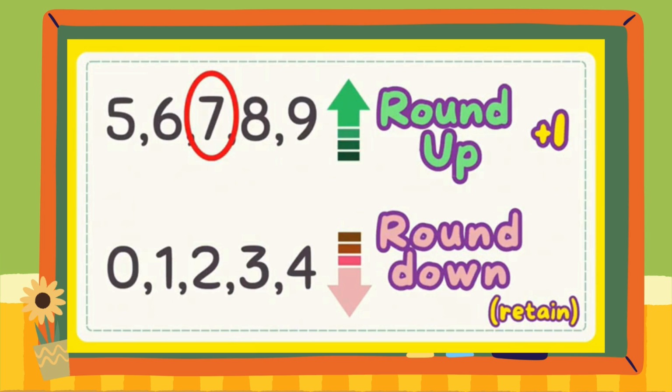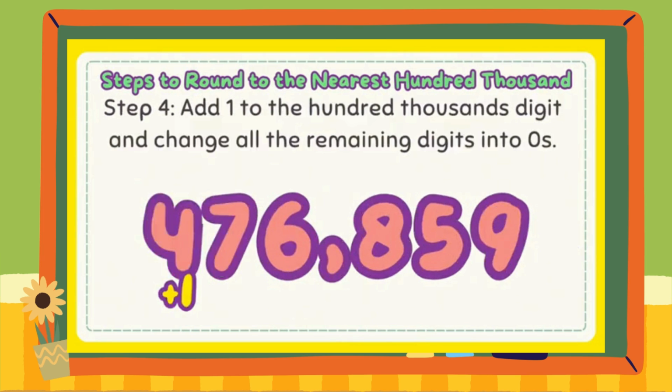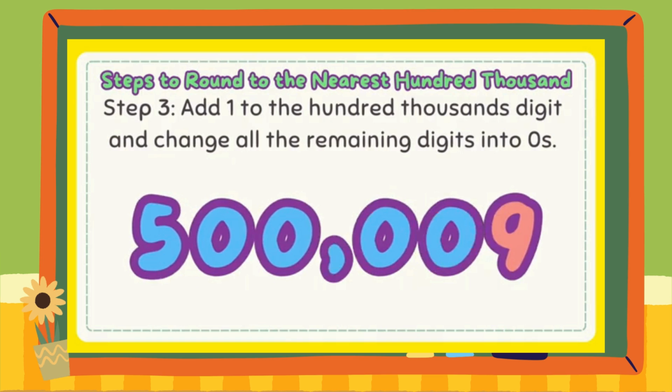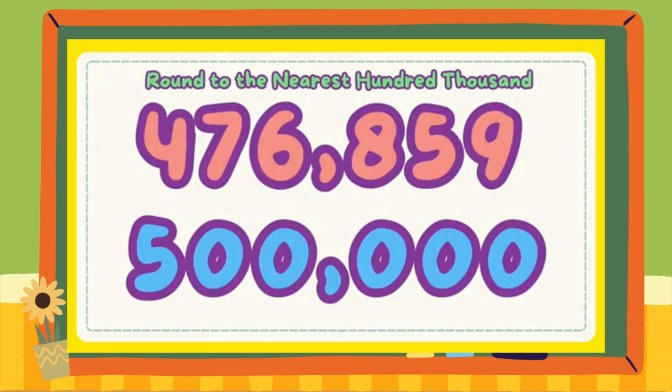Since 7 is the right digit, we will round up, or we will add 1 to 4. 4 plus 1 is 5 and the remaining digits will be turned into zeros. 0, 0, 0, 0, and 0. So 476,859 rounded up to 500,000.